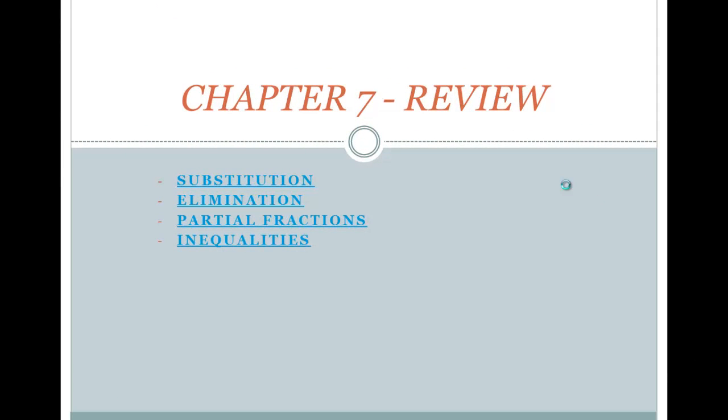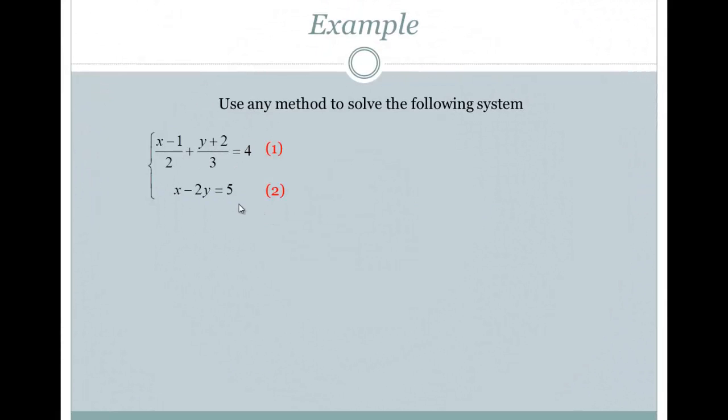The first example I want to look at has some fractions involved in it. We've got (x minus 1) over 2 plus (y plus 2) over 3 is equal to 4, and x minus 2y is equal to 5. Obviously, this looks like a kind of a pain in the neck because I've got some fractions in here. I could think about using substitution. I could solve this for x, and then I could plug it back in, which eventually we will do. But the first thing that would be nice is to actually clear the fractions.